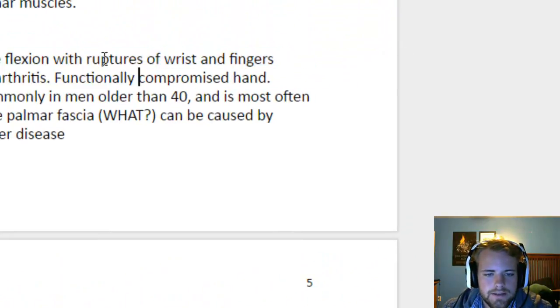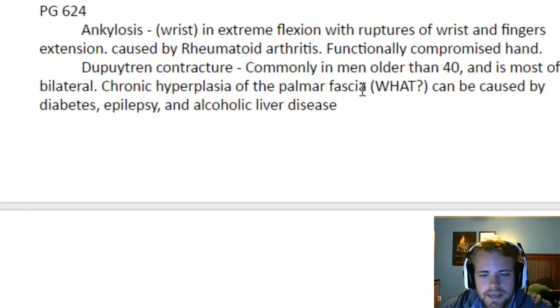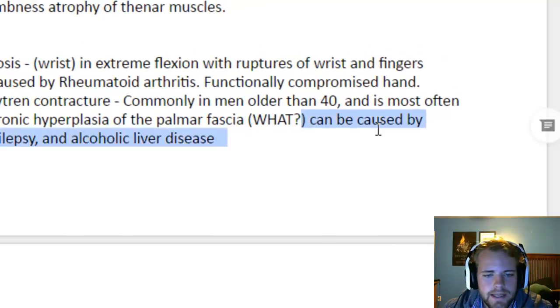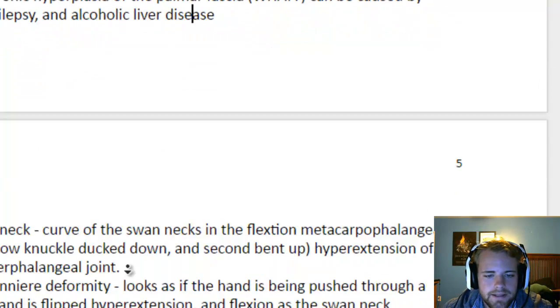Extreme flexion with ruptures of wrist extension caused by rheumatoid arthritis, functionally compromised hand. A Dupuytren contracture, commonly in men older than 40, is most often bilateral. Chronic hyperplasia of the palmar fascia can be caused by diabetes, epilepsy, and alcoholic liver disease.